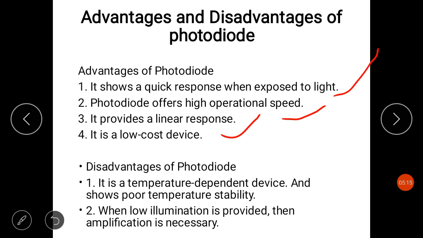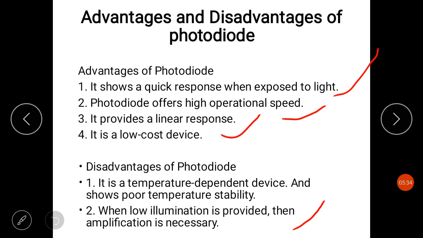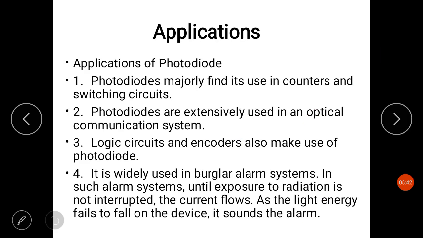The next disadvantage is that when low illumination is provided, then amplification is necessary. Obviously, when the intensity of light falling on the depletion region of the photodiode is very less, then the current so generated is also very less. So we need to amplify that current. Now, this was about the advantages and disadvantages of photodiode.